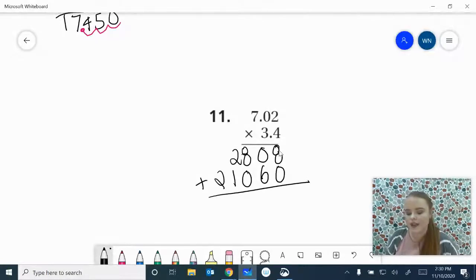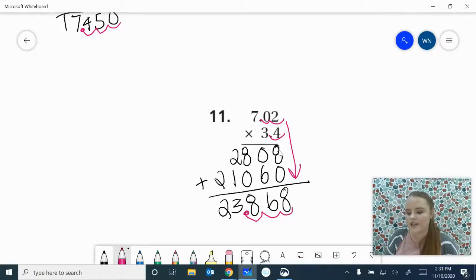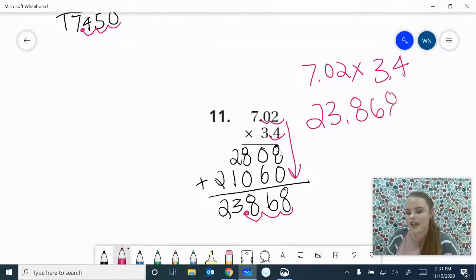Let's add it up. 8, 6, 8, 3, 2. Count those swoops. 1, 2, 3. Drop it down. This tells us that 7 and 2 hundredths times 3 and 4/10 is 23 and 868 thousandths. I hope that's what you got as well.